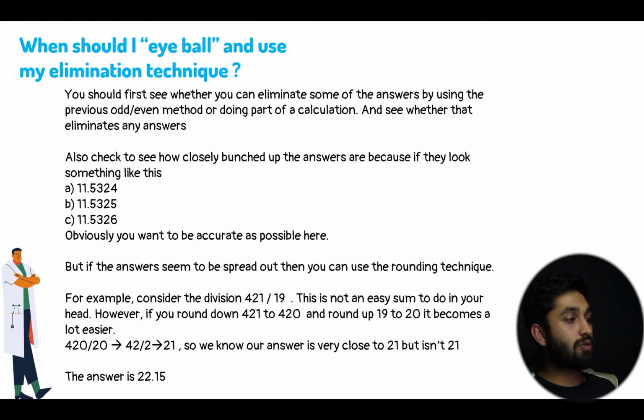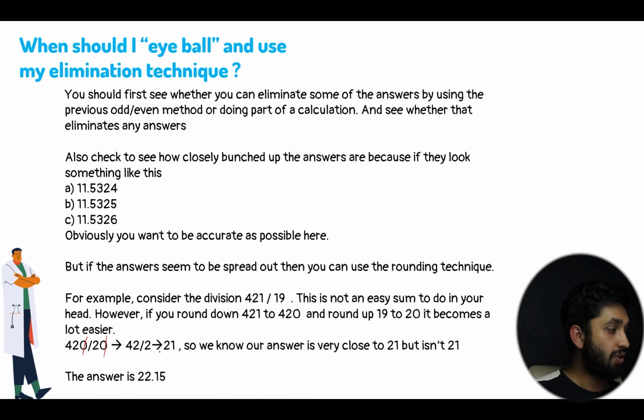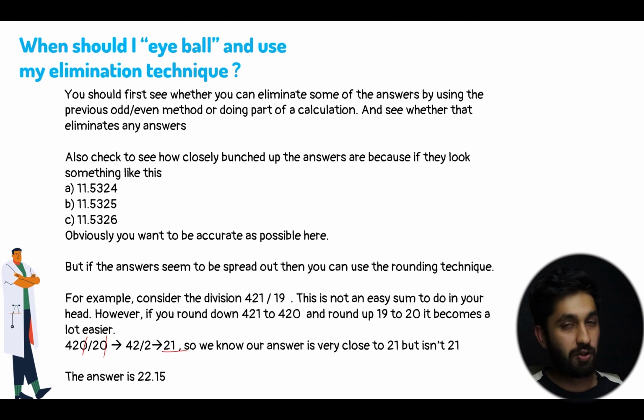But if the answers seem to be spread out, then you can use the rounding technique and come close to an answer. So for example, consider the division 421 divided by 19. To do this in your head is kind of hard, so this is not an easy sum to do. However, if you round 421 down to 420 and then round 19 up to 20, it becomes a lot easier. So 420 divided by 20, obviously you can cross out the zeros, which gives you 42 over 2, which is literally saying 42 divided by 2, which gives you 21. So we know our answer is very close to 21, but isn't exactly 21 due to the rounding.